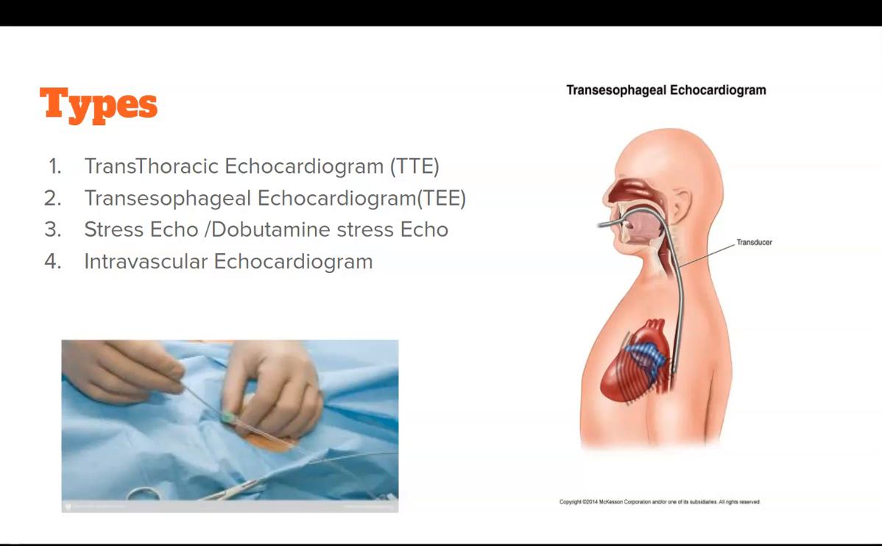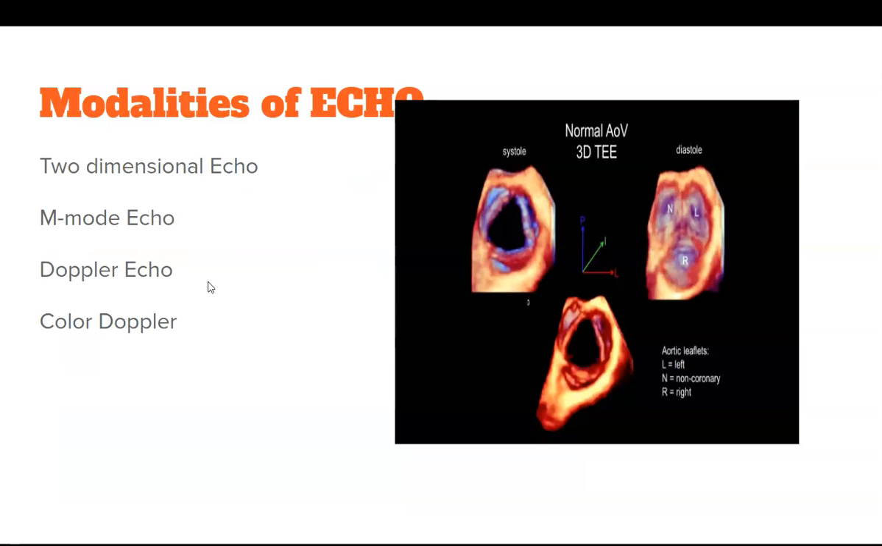Okay, transthoracic, that is a very superficial echocardiogram, which is commonly done. Transesophageal echocardiogram, if you want to visualize the back of the heart. Okay, stress echo or dobutamine stress echo, and intravascular echocardiogram. So there are modalities of echocardiogram also.